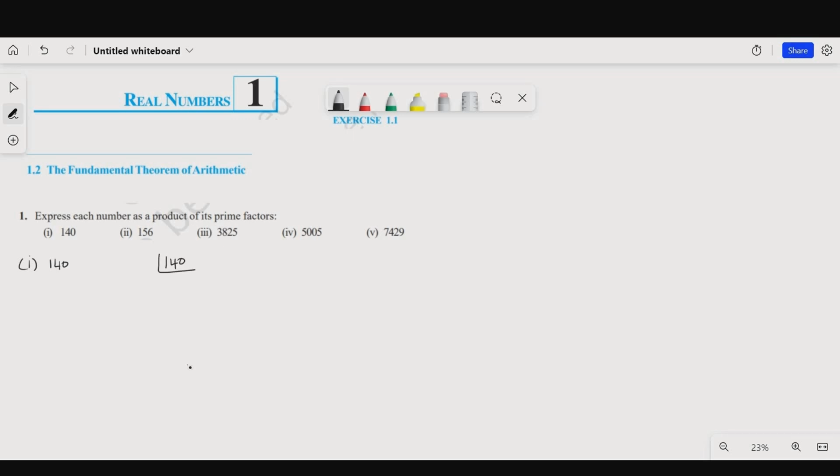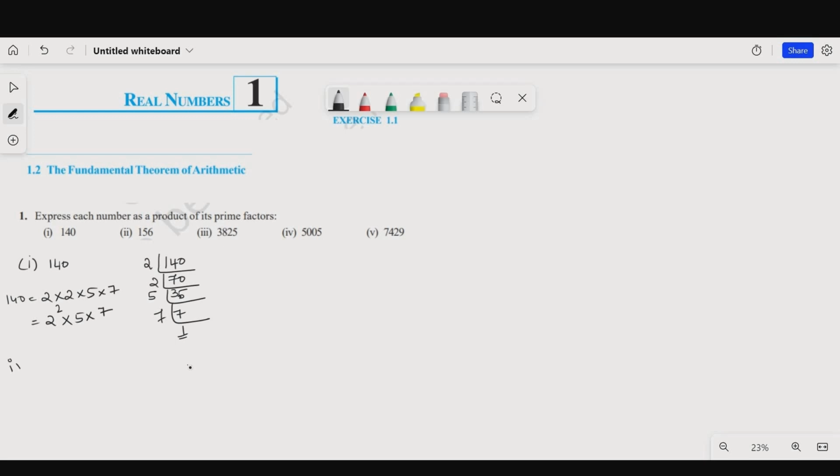The smallest prime number that can divide 140 is 2, giving 70. Again 70 is divisible by 2, giving 35. Now the smallest prime number that can divide 35 is 5, giving 7. And 7, since it's a prime number, is divisible by itself. So 140 can be written as 2 into 2 into 5 into 7. This can be simplified as 2 square, since 2 appears 2 times, into 5 into 7.